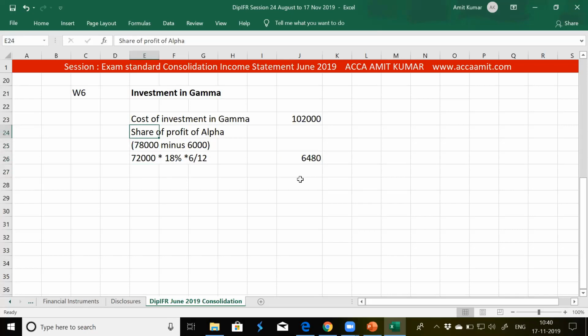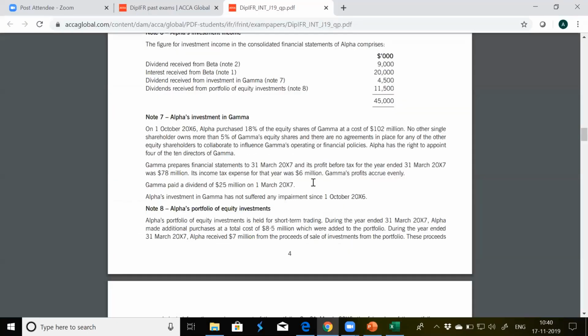$6,480 is the profit, share of profit for Alpha. Gamma paid dividend of 25 million on 1st March 2007. So how much is the dividend received from investment in Gamma?